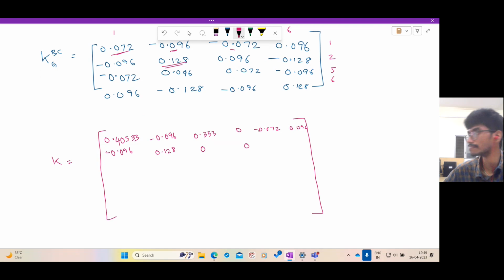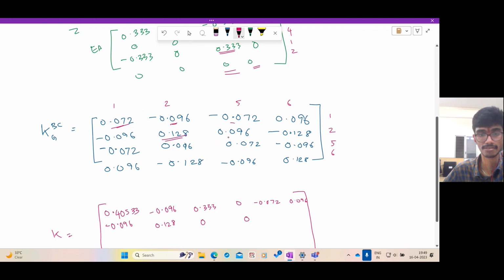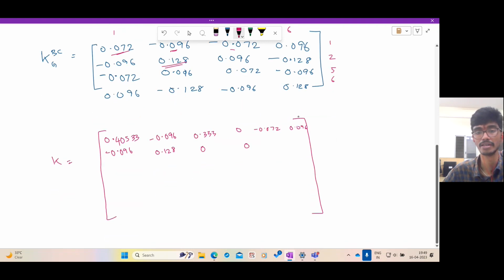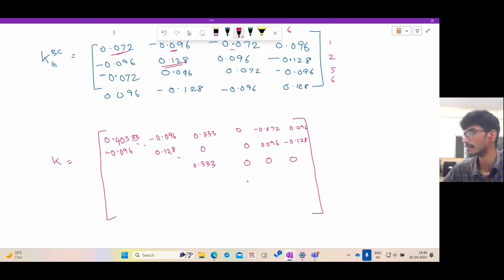And 2, 4 is also 0. 2, 5. Where is 2, 5? So 2, 5 occurs here, 0.096. 2, 6 is minus 0.13. Similarly, you can fill in all the other values, and it is symmetric about the principal diagonal. So here you have a 0.333, 0, 0, 0, and you have a 0, 0, 0, and you have minus 0.072, 0.096, and you have minus 0.128, and it is symmetric about the principal diagonal.